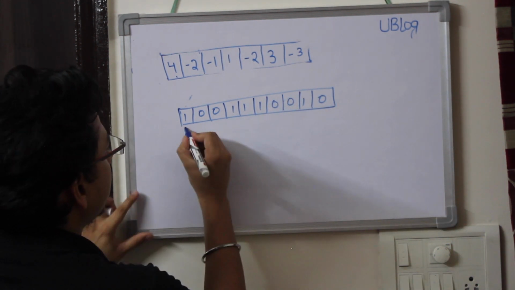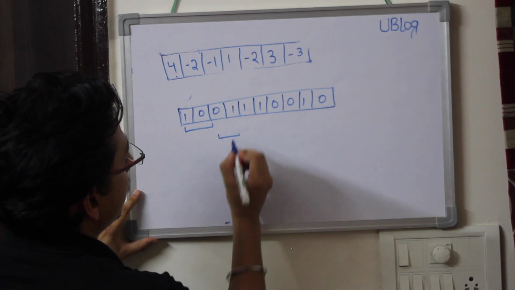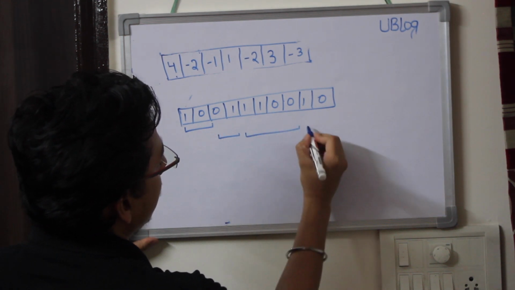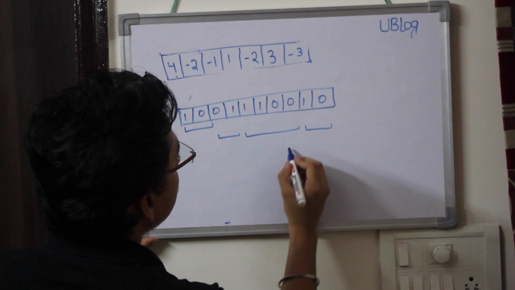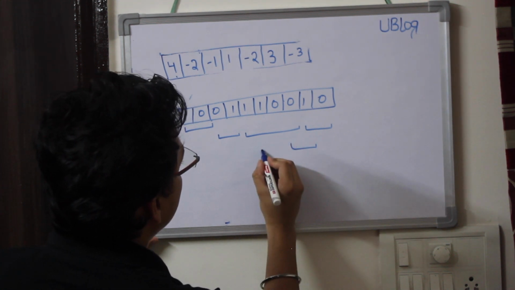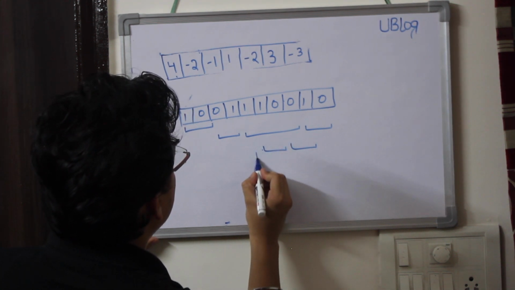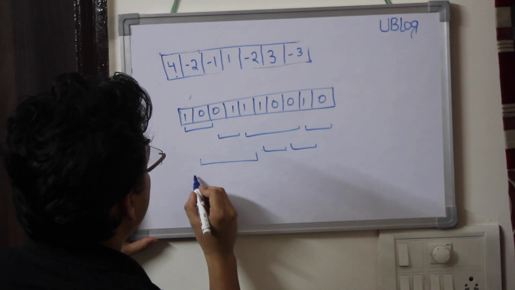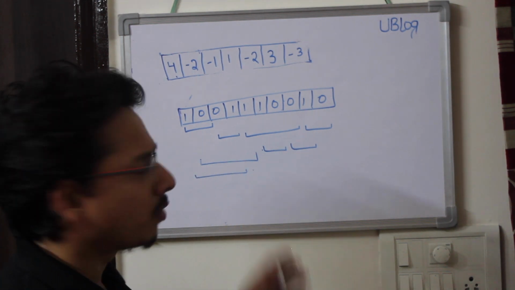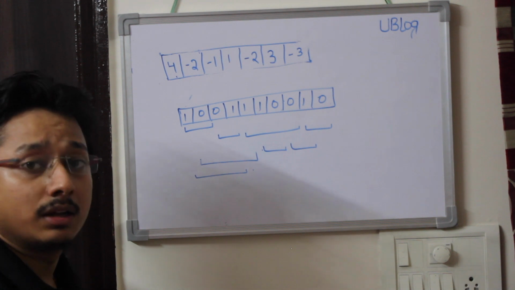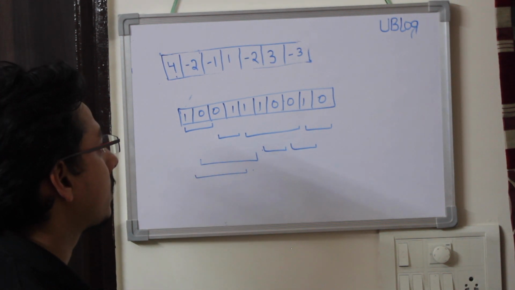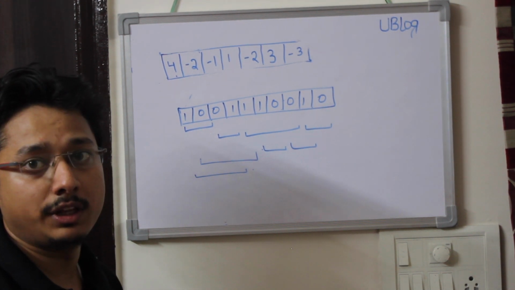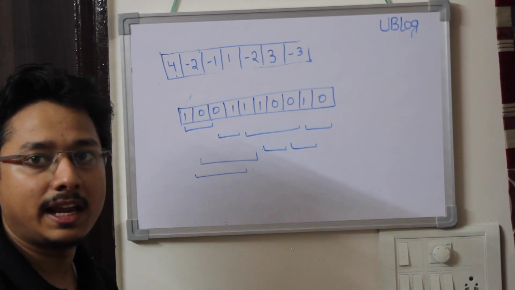What would be the answer here? One possibility can be this, one possibility can be this, one possibility can be this, and so on. There could be a couple more subarrays with an equal number of ones and zeros. So this looked tricky, right?